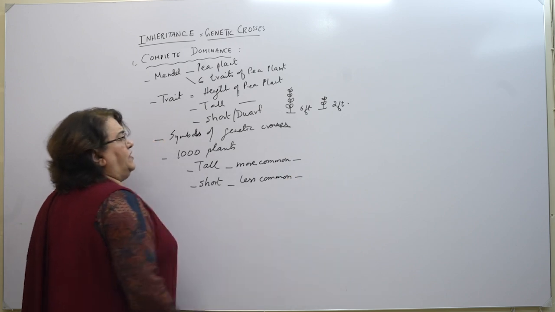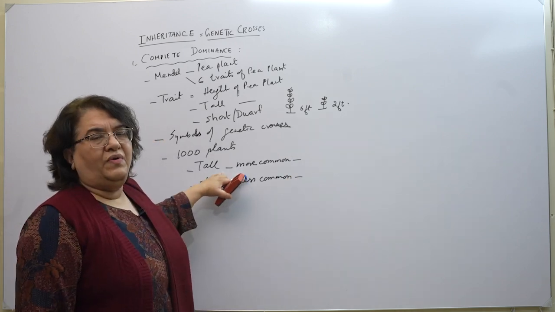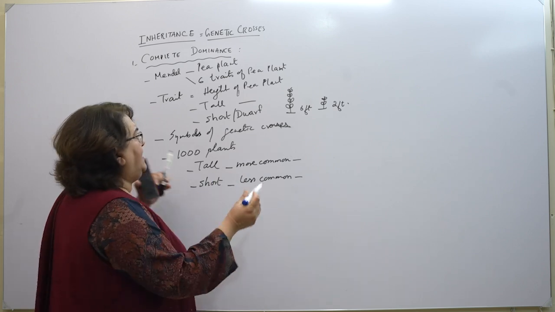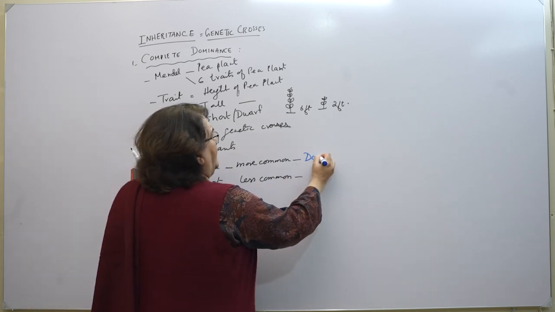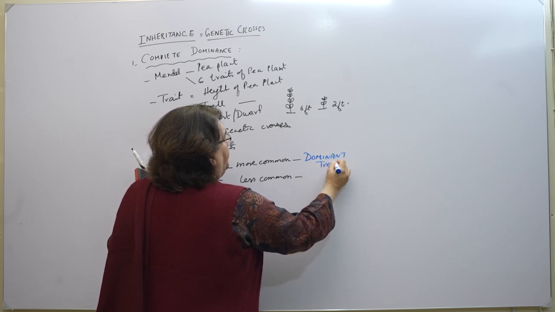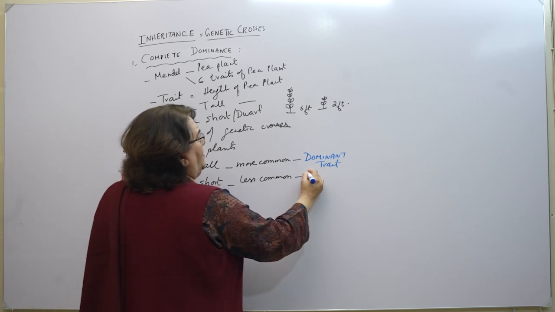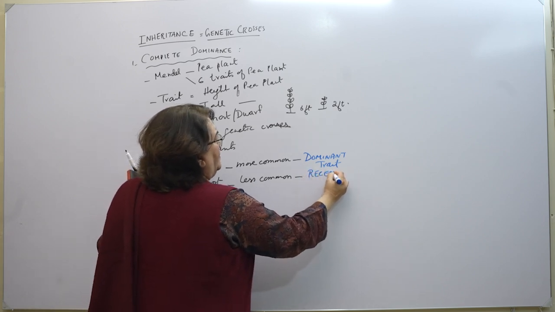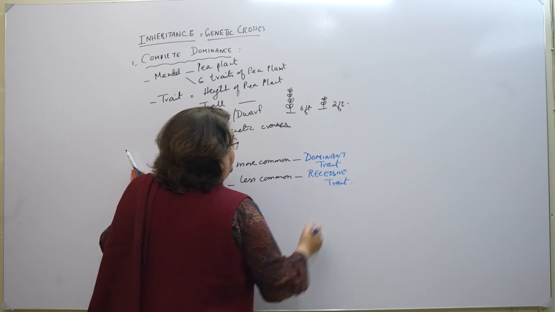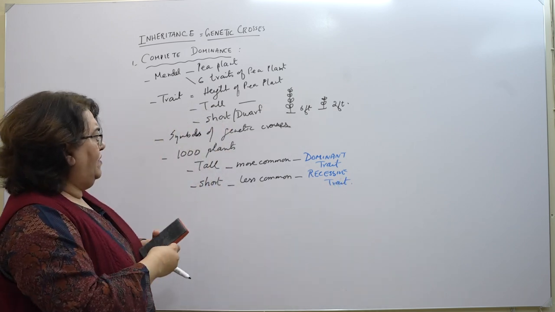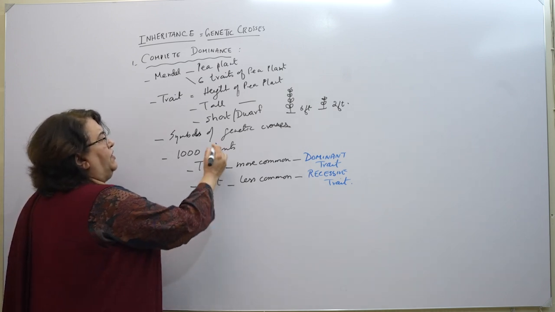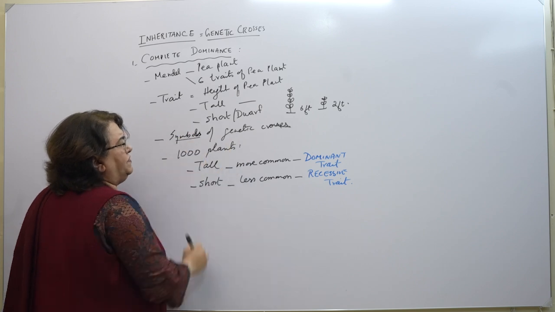So what he did was he gave them a name. The tall one, the one that was more common, that variety or that gene, he said will be considered to be the dominant trait. All right, and the less common one is termed as the recessive trait. Now, when we look at these genetic crosses, when we draw them, we're going to use some symbols.